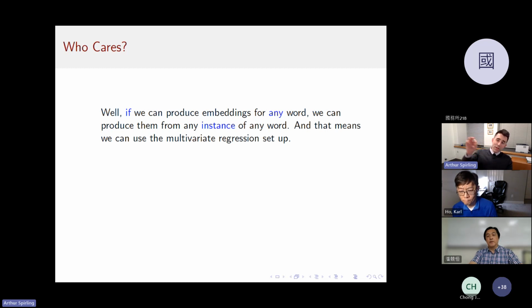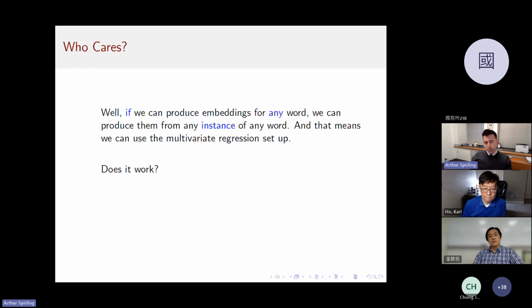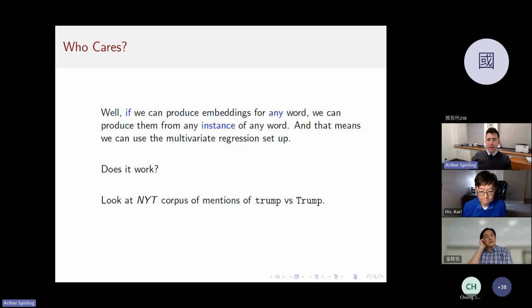So now, every time you saw that word, in terms of it being used, I can get a slightly different, highly context-specific embedding for that word. That means I can then regress it on the groups. Well, now's the question, does it work? Let's find out, without using regression to start with, with a simple example where we know what the answer should be.